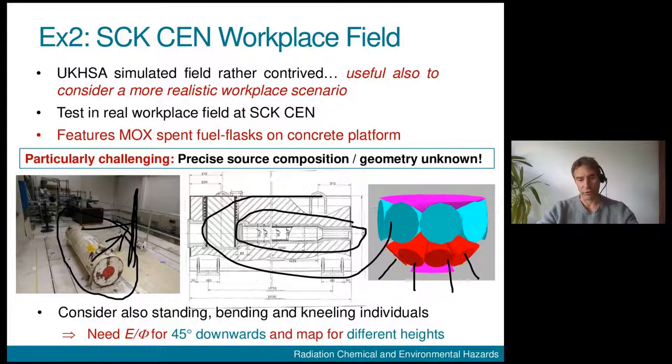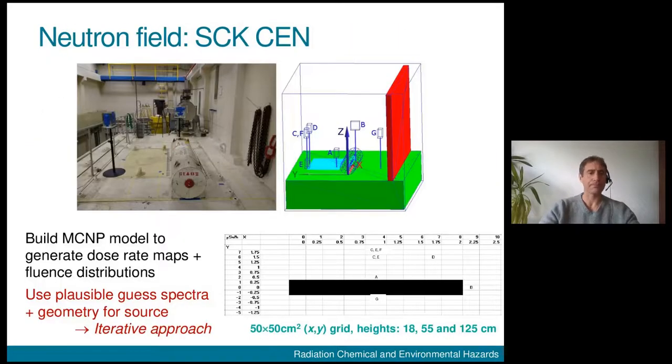On top of that, we also considered bending and kneeling individuals as well. So we wanted to map at different heights. So we made it more complicated, again, to reflect the types of exposure that would happen in a real workplace. But of course, the approach was pretty much the same as previously.